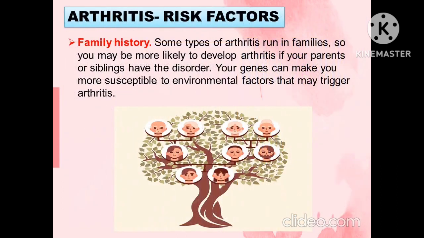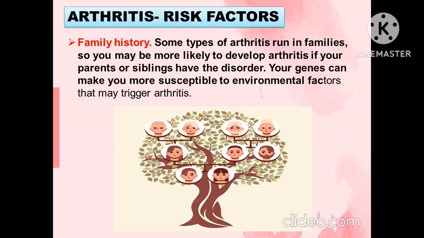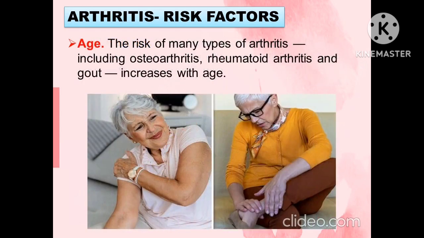The following are the risk factors of arthritis. Family history. Some types of arthritis run in families, so you may be more likely to develop arthritis if your parents or siblings have the disorder. Your genes can make you more susceptible to environmental factors that may trigger arthritis.